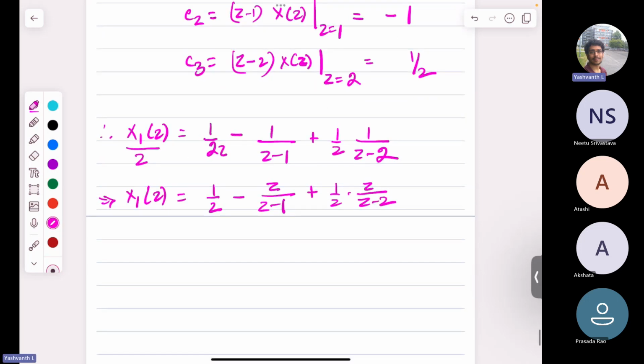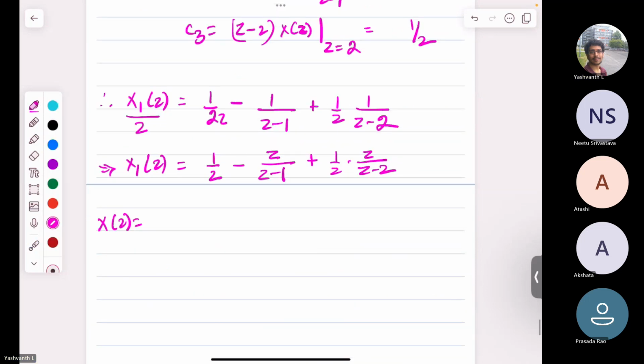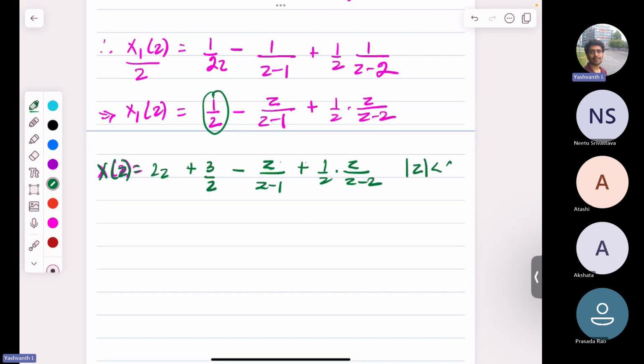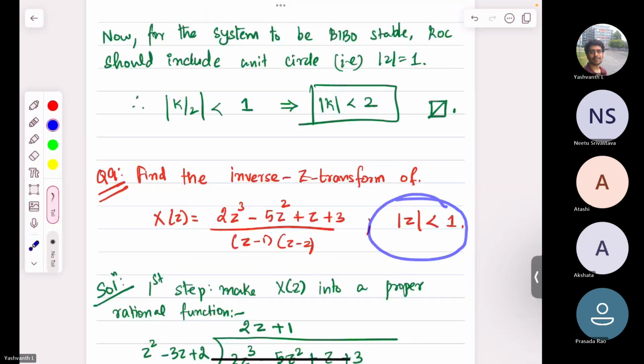Now let's combine all of them. X of z has 2 terms, 2z plus 1 plus X1 of z. So X of z equals 2z plus 1 plus half, there was a 1 plus another half will be 3 by 2, minus z by z minus 1 plus half into z by z minus 2. And the ROC is mod z less than 1. You see that the question has mod z less than 1.